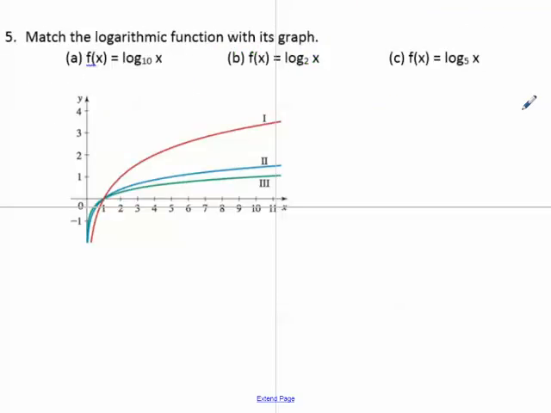The last one is talking about graphs. Here's our summary of kind of graphs. Match the log function with its graph. All these are log functions, the red and the blue and the green. And we have to match these with the graph. So remember that if we have a log function, a log function is always going to go through 1, 0. All these functions go through 1, 0. Sounds good, so they're all okay.